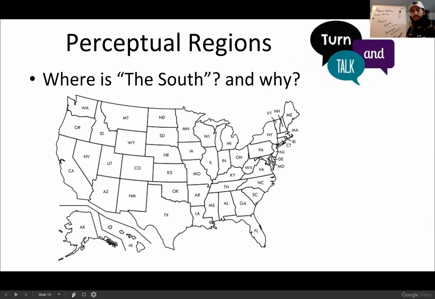So perceptual regions: where is the South and why? We kind of talked about this in class. Some people say the South is whichever area fought for the South in the Civil War. So that's part of Texas, going all the way west into Texas. But then some people say no, it's below the Mason-Dixon line, which is this line right here. Then other people say it's places that have the Southeastern Conference, which used to just be this area right here, and it's actually expanded out to Texas and Missouri recently.